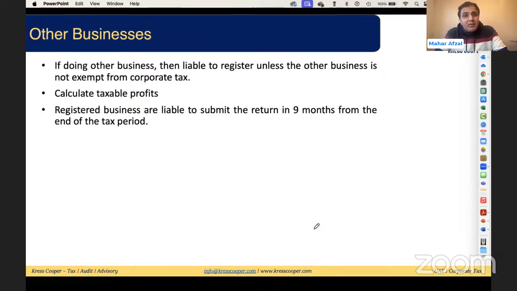Now, other businesses liable to register. Other businesses non-exempt for corporate tax calculate taxable profit. If they are not exempt, they need to register. As I mentioned, if the extractive and non-extractive natural resource businesses are doing any other business which is not exempt business, then they need to register for corporate tax. They need to calculate their taxable profit and submit the return. It will be considered like a normal business.